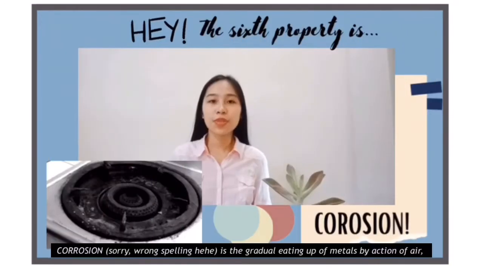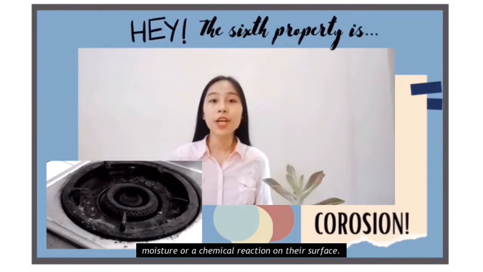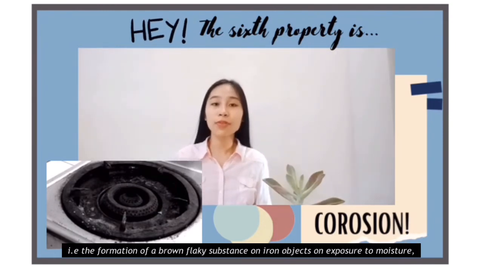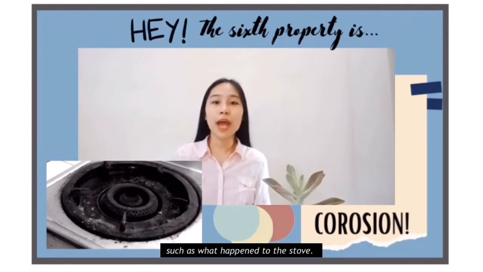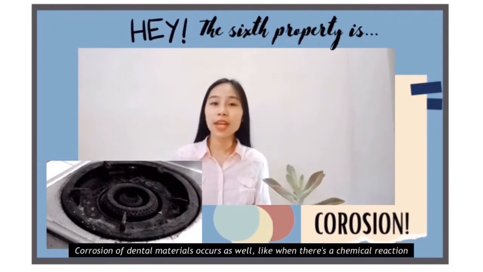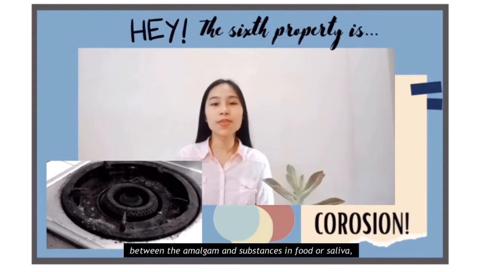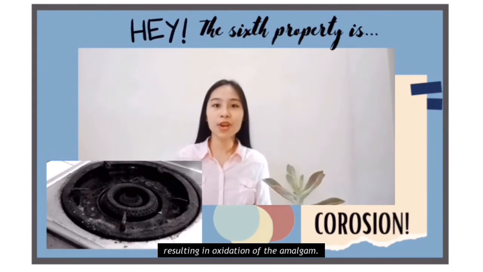Corrosion is a gradual eating up of metals by action of air, moisture, or a chemical reaction on their surface. The most commonly seen example of corrosion of metals is the rusting of iron, or the formation of a brown flaky substance on iron objects on exposure to moisture, such as what happened to the stove. Corrosion of dental materials happens as well, like when there's a chemical reaction between the amalgam and the substances in food or saliva, resulting in the oxidation of amalgam.